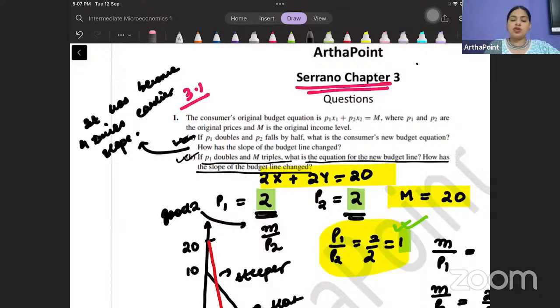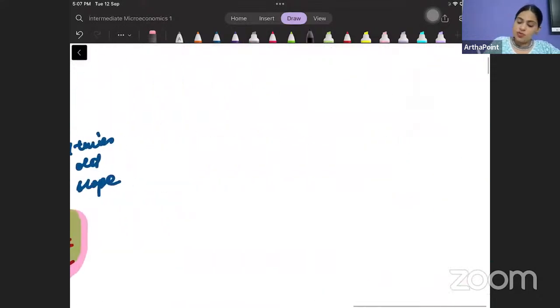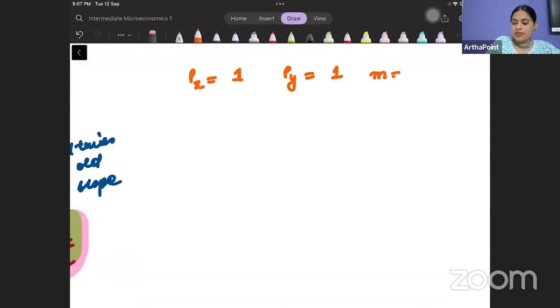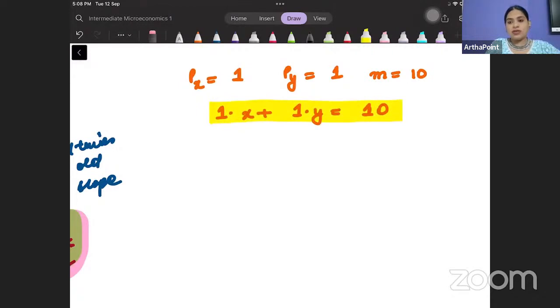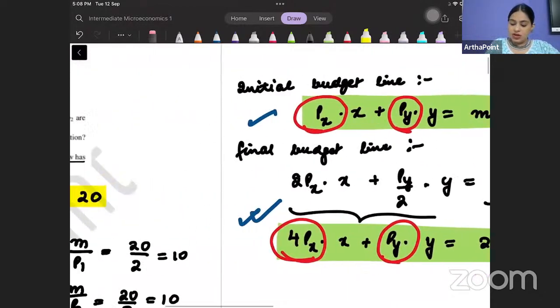How has the slope changed? Can I leave this up to you? Will you be able to do this? Just take some prices, beta. So price of good X is 1. Price of good Y is 1. Take income as 10. So equation क्या हो जाएगी बेटा? 1 into X plus 1 into Y is equal to income of the consumer. This will be your initial budget line. ठीक है बेटा? अच्छा, आगे देखो.